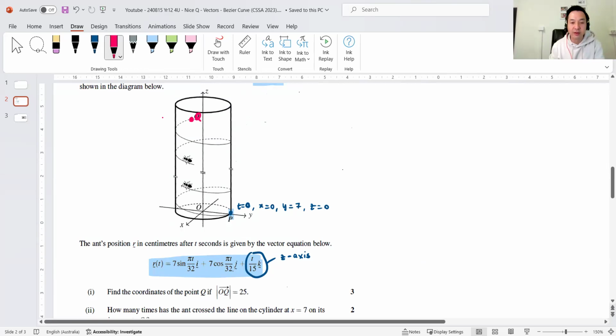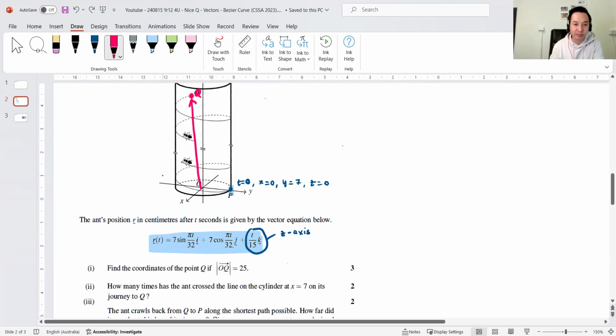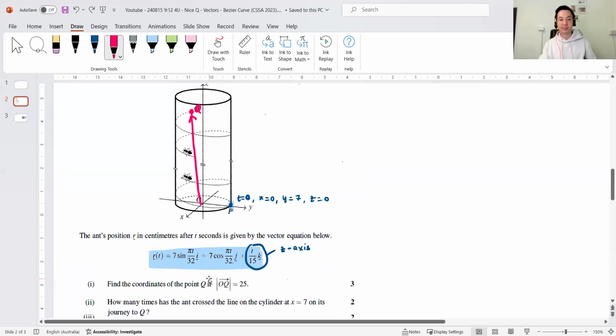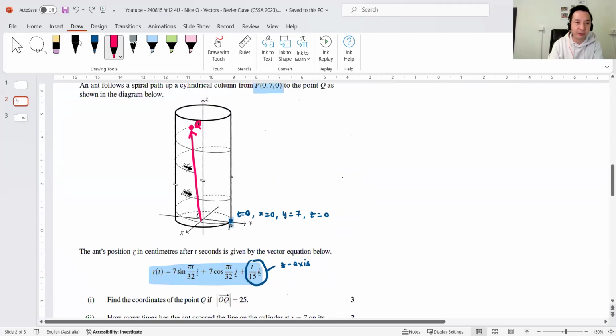If the magnitude of OQ, where's OQ? So here, right? If the vector OQ was 25. Okay, all right, that's interesting. And then it goes, how many times has the ant crossed a line on the cylinder when x equals... okay. And you know what, we'll deal with those two later. Let's deal with the first question first, right? So let's get started. So part I.